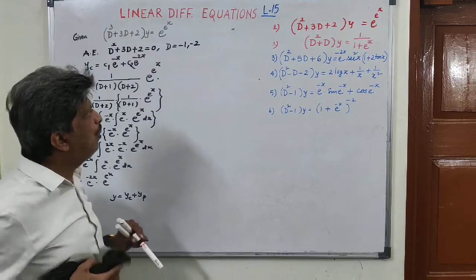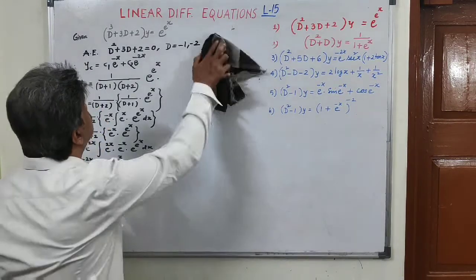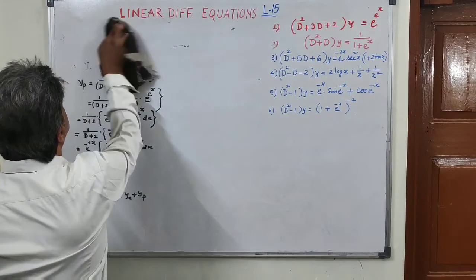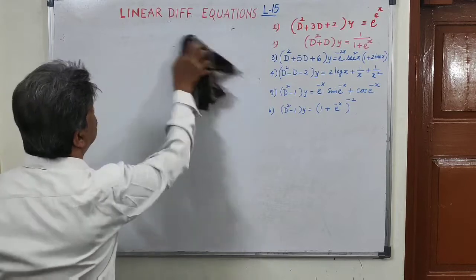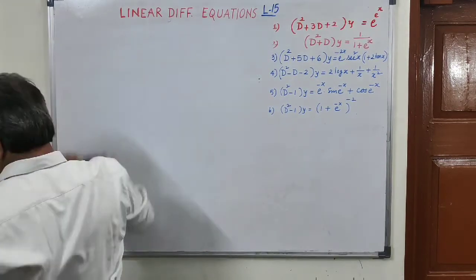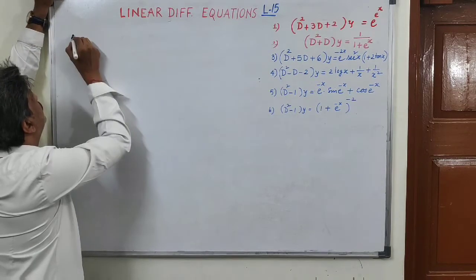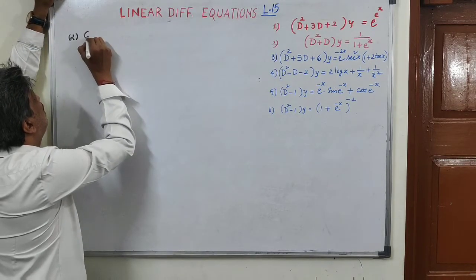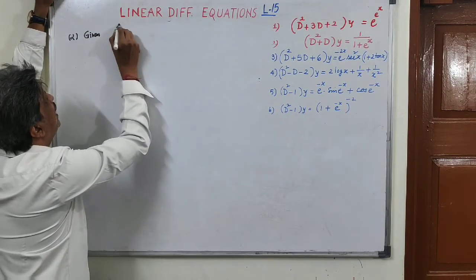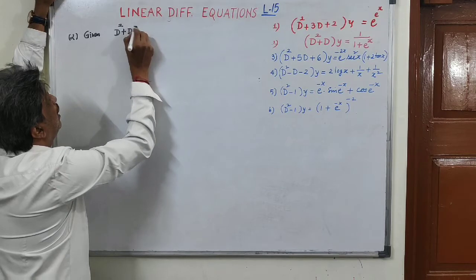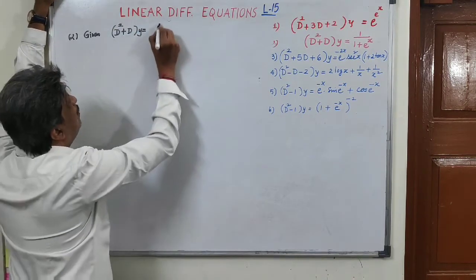Now, we would be solving the second one. Given, what is given? D square plus d, that is f of d, into y is equal to 1 upon 1 plus e power x.